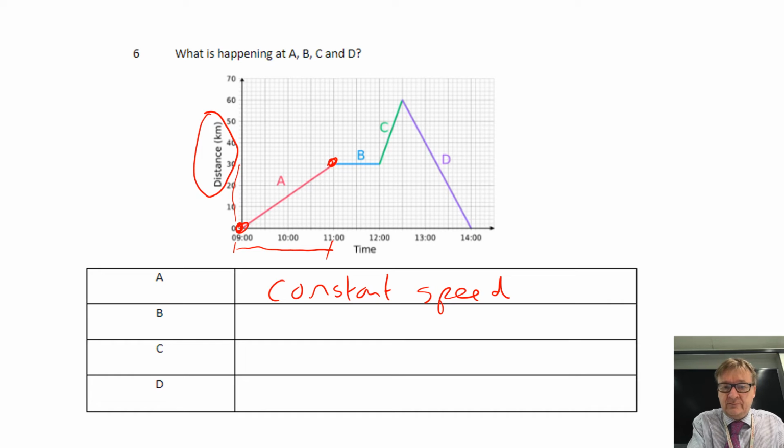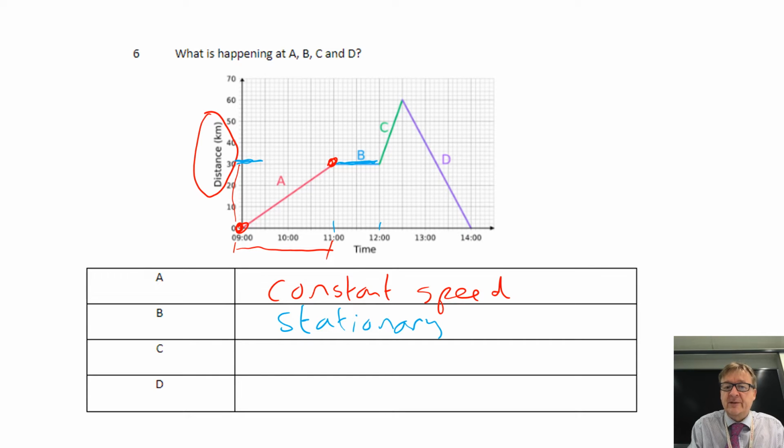The blue line. Now again, think about it. From 11 o'clock till 12 o'clock, so it takes an hour, the distance from where it started is 30 kilometres. So therefore, if it stays at 30 kilometres for an hour, it must be stationary.